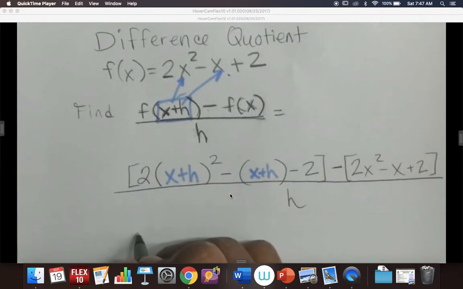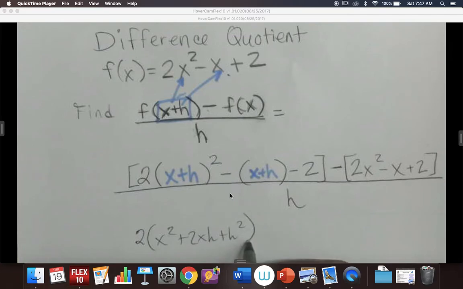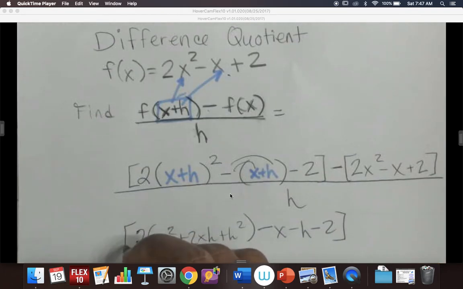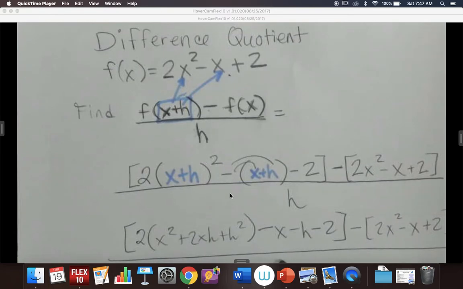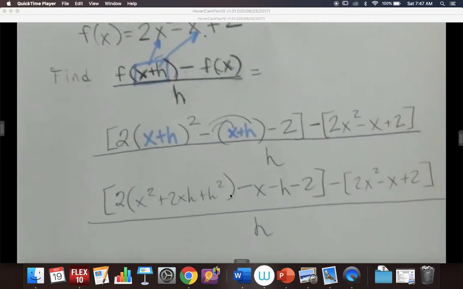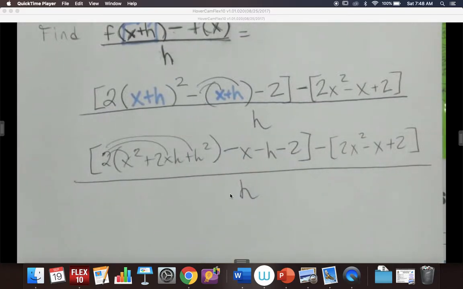So then I just multiply out. I have 2 times, if I multiply this out, you can use FOIL or the box method, x squared plus 2xh plus h squared, and then minus x minus h, because this negative needs to be distributed, and then minus 2. The second bracket's going to stay the same. I'm only using brackets so that I don't have too many parentheses in the problem, but it's just a preference thing, right? So I have this, and I'm just continuing, multiplying out. It's really like arithmetic, right? We're just multiplying and adding some like terms.